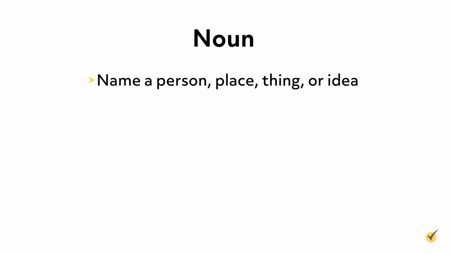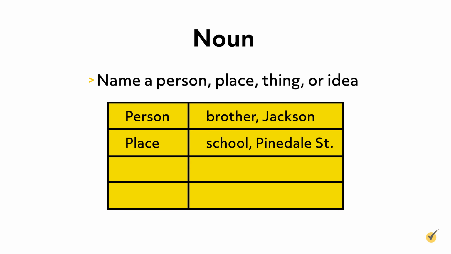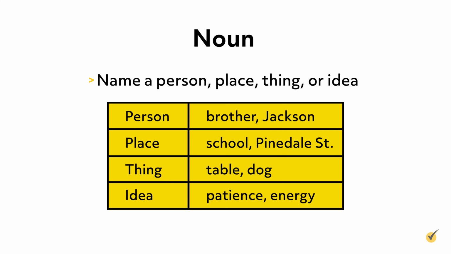To begin, let's remind ourselves what a noun actually is. Nouns are words that name a person, place, thing, or idea. For example, Brother and Jackson are people, school and Pinedale Street are places, table and dog are things, and patience and energy are ideas. So all of these words are nouns.